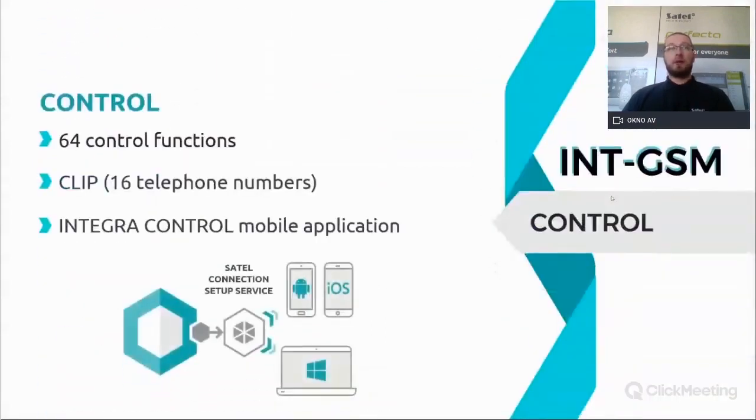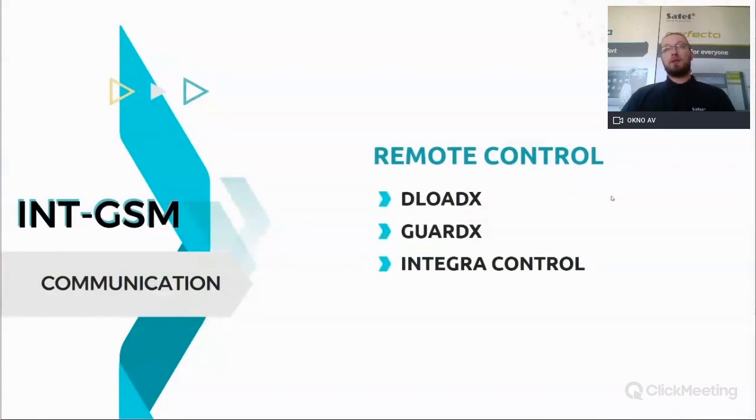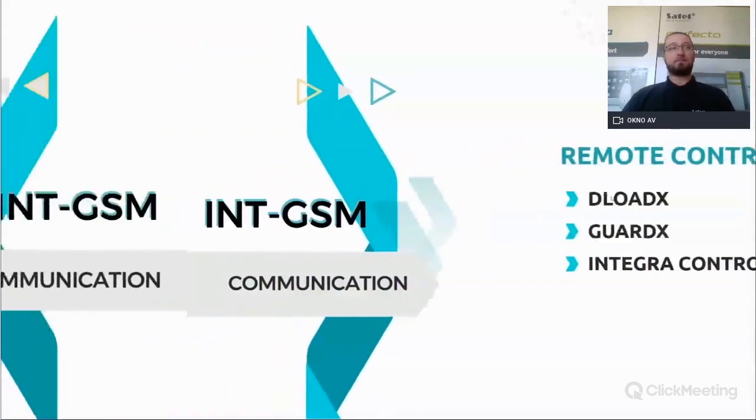In general, of course, you have a possibility to control. You can use a clip to control with the new firmware. You can use SMS to control what is happening on site in Integra panel. And of course, you can use Integra Control as the mobile application to receive all the functionality that Integra Control gives you about the status. Fully functional Integra Control by the GPRS. So, of course, you have remote control by the DLoadX, GuardX in Integra Control. So again, you have the same possibilities as ETHM1, but by the GPRS, not by the LAN.